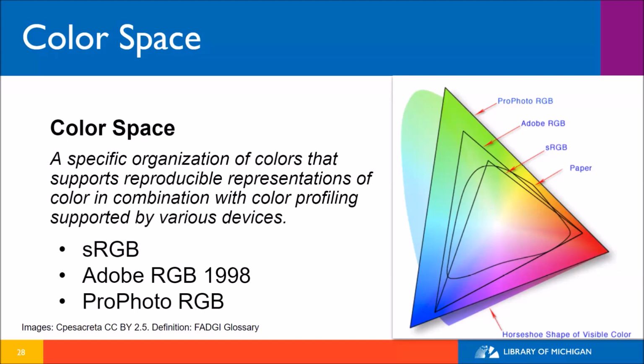And last is ProPhoto RGB. Now, this is the largest of the color spaces in terms of the gamut of color that it covers, but you can also see, especially at the top and at the bottom left, where it extends beyond the range of visible colors.